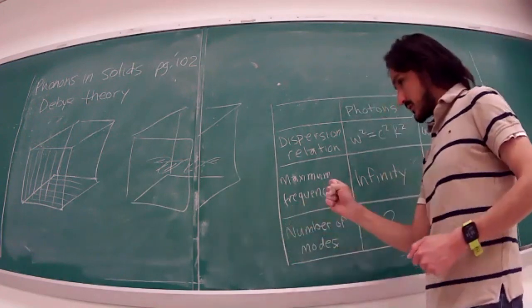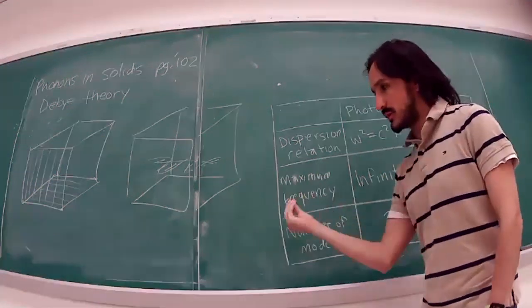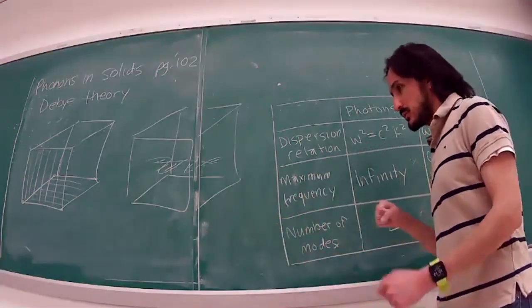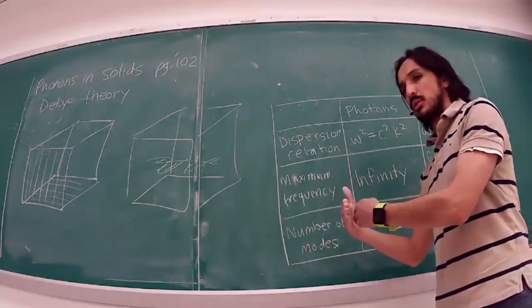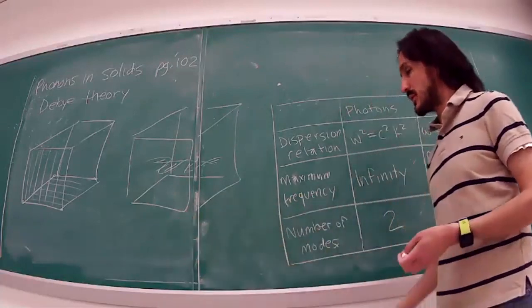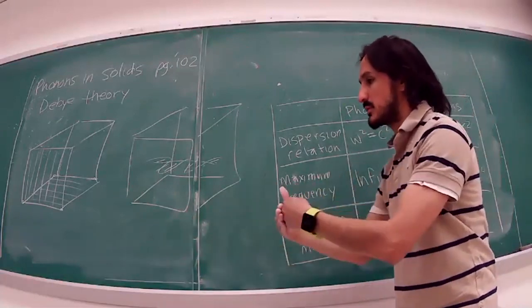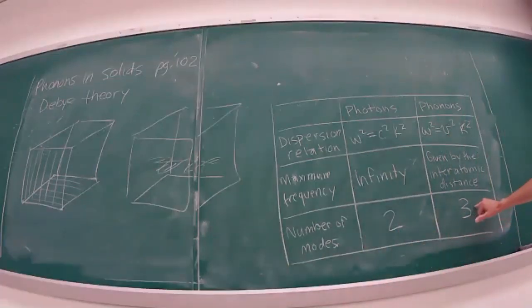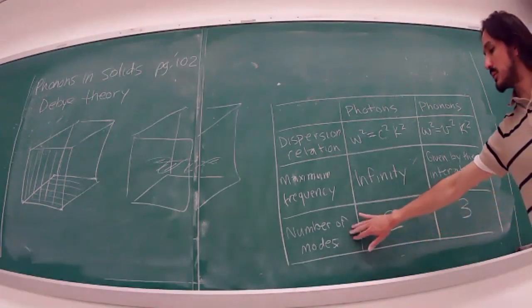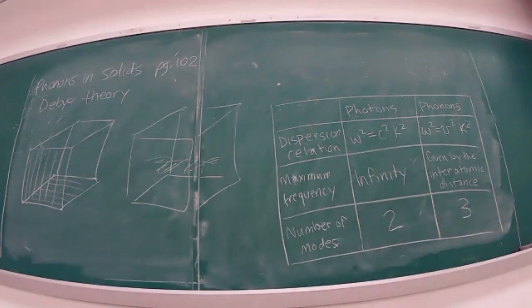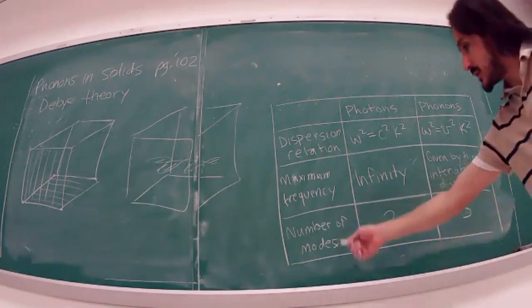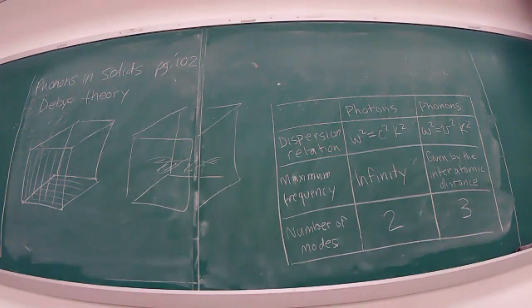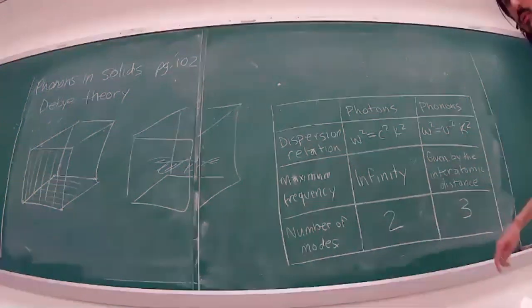You can rattle the crystal like this, and that will make a wave that is transverse. But you can also just punch the box, and that will create a wave that is longitudinal. Like one atom is gonna hit the next one, this one is gonna hit the next one. So you have three modes. You didn't have the longitudinal polarization for electromagnetic waves. So these are the differences, but we're ignoring this one.